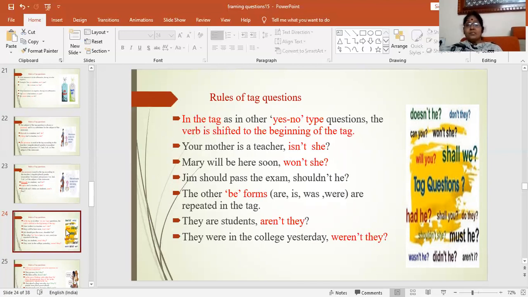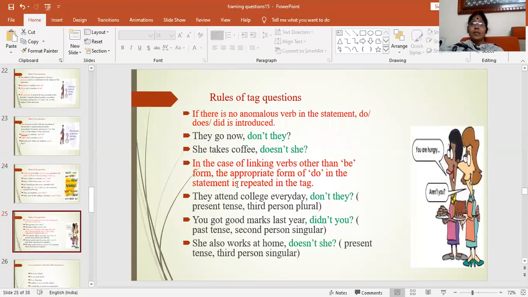Then the other rule is that the other be forms, that is are, is, was, were, are repeated in the tag. For example, they are students. This "are" is again repeated over here. Aren't they? They were in the college yesterday. Weren't they? Right? So it is repeating, but if the statement is positive, the tag will be negative. If it is negative, it will be positive, right? So we learn that in the tag, as in other yes-no type questions, the verb is shifted to the beginning of the tag and the other be forms are repeated in the tag.